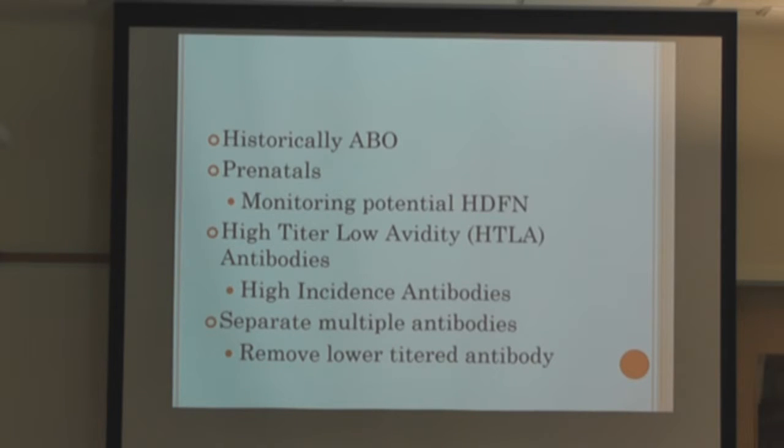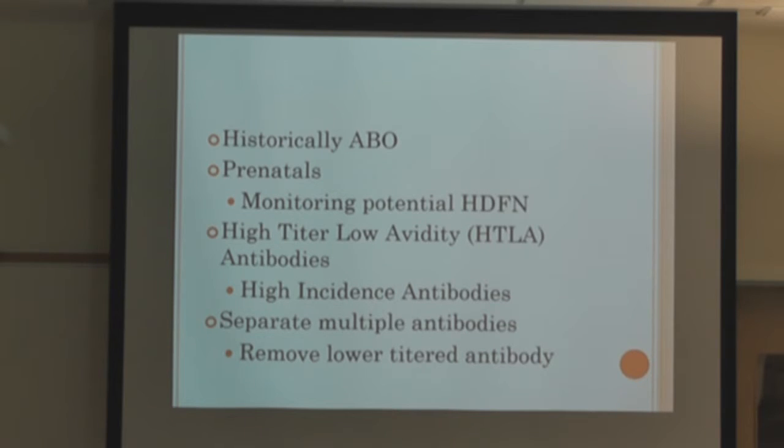The other thing that you use titers for, we have things called high titer, low avidity antibodies. These are like Chido and Rodgers and Knops and JMH, and pretty high frequency usually. The thing that sets them apart is that they're usually reactive with pretty much every cell that you test them with, and they're plus minus to 1+. They're not very strong.